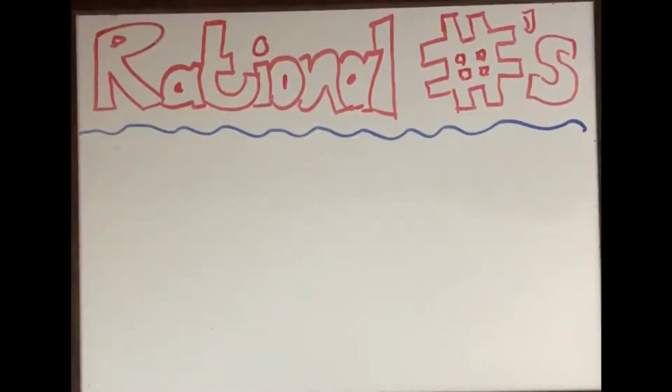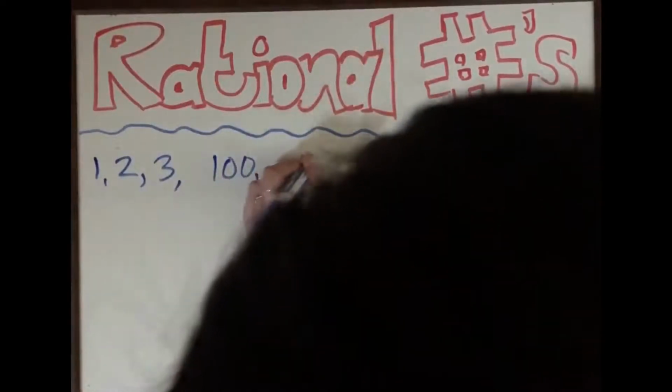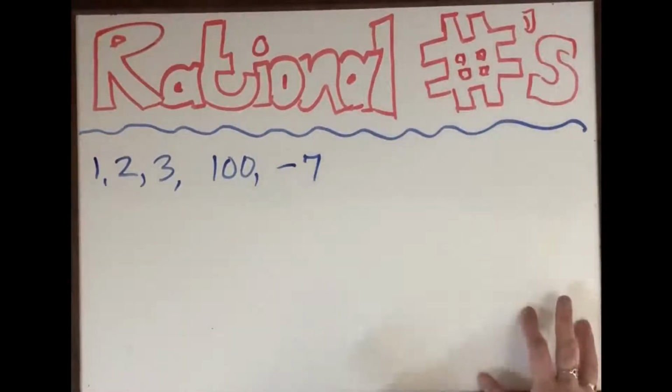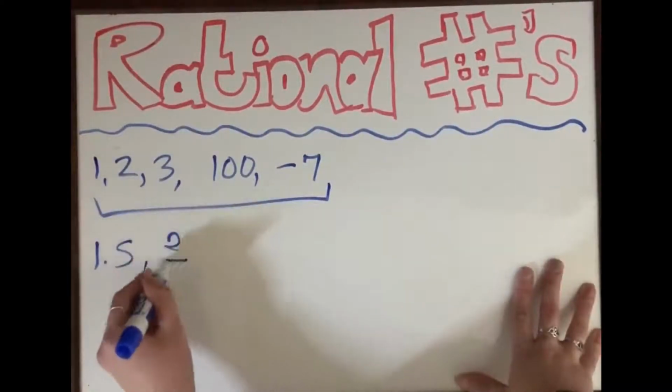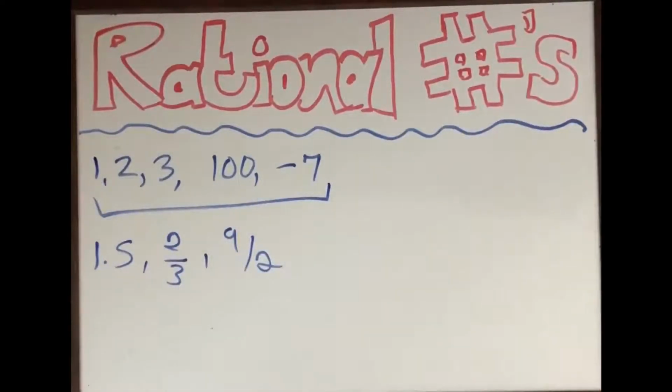Okay, so like stated in the definition, a rational number is really any number including decimals and fractions. So integers are numbers like 1, 2, 3, 100, -7. They're whole numbers, right? There's no part of a number included with them. Rational numbers include all these numbers plus 1.5, 2/3, 9/2, all numbers, basically, that we use in math.